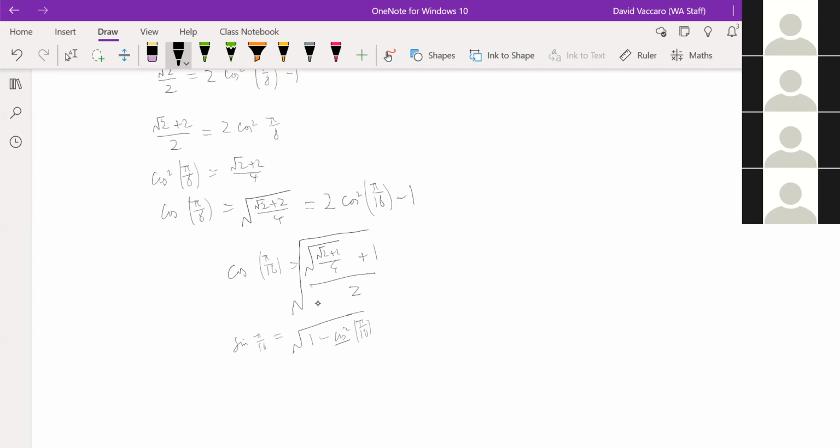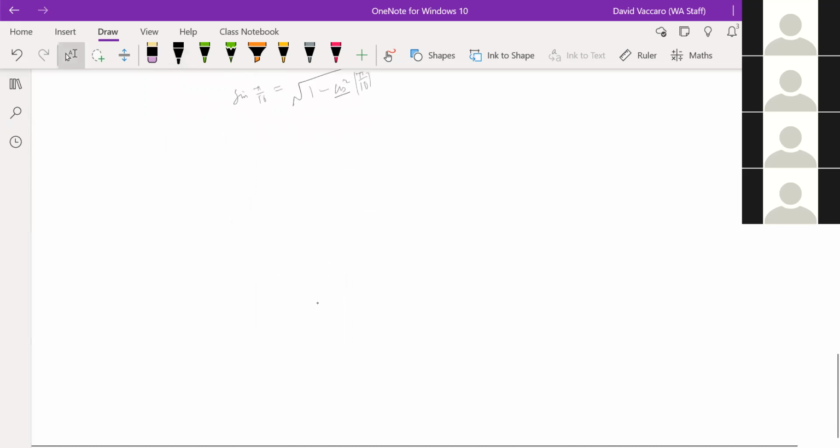Now I need to learn the double angle formula. Is that even covered in Maths A level? Which formula? Is the double angle formula covered in A level? Double angle formula is covered in single Maths A level. The double angle formula we could quite easily prove now by De Moivre's theorem.